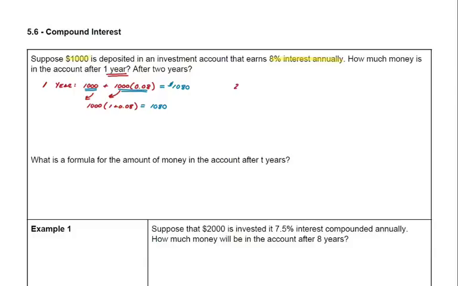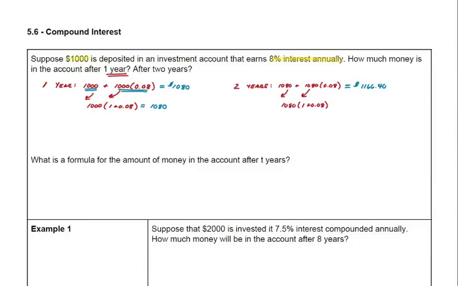So let's consider 2 years. Now for 2 years, your investment heading into year 2 has now grown to $1,080. So that's what the calculation is going to be based on. So it's going to be 1,080 plus 1,080 times 0.08. So you're calculating 8% of your new amount, which is 1,080, and adding that to your new amount. So after 2 years, you'll have $1,166.40. Now if I do the same algebra step, factor out 1,080, it becomes 1,080 times 1 plus 0.08.